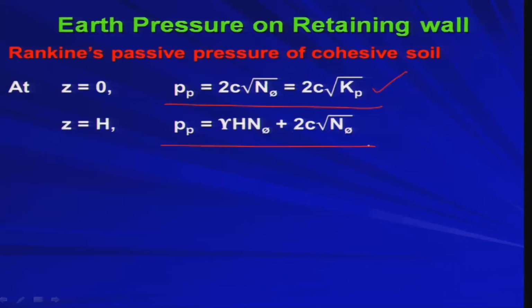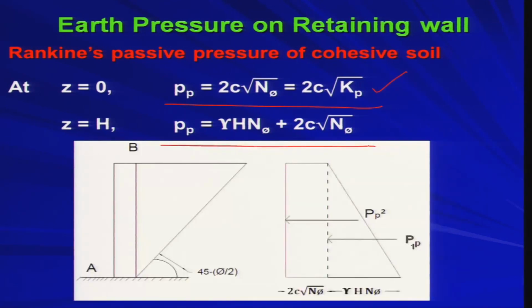So, at z equal to H, what is the value of Pp, that is the passive pressure? Pp is equal to gamma H into N phi plus 2c into root over N phi. So, in the previous equation, if you put z equal to H, you will be getting this. So, now if I plot this, I will be getting this plot.